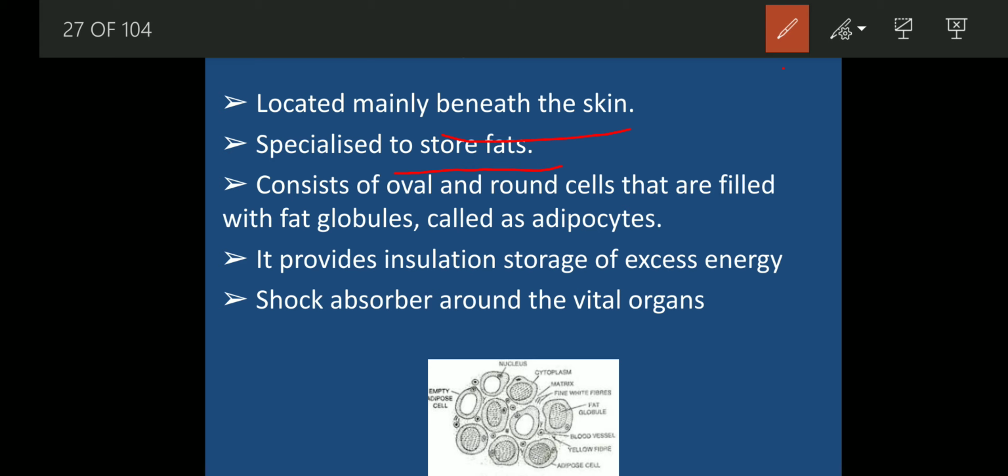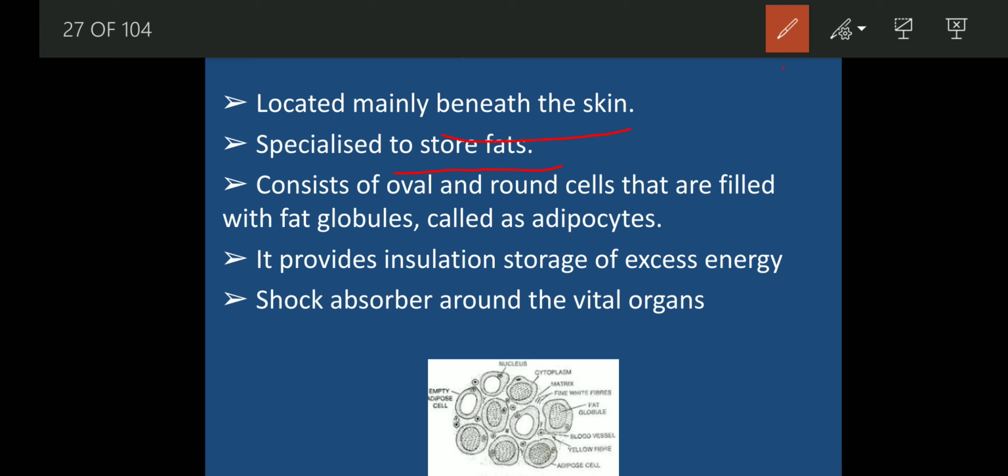Why do they have that fat? Because this fat deposition provides insulation from heat loss. So they will be preventing the heat loss from the body, and hence they are providing a specific type of protection against the external environment.